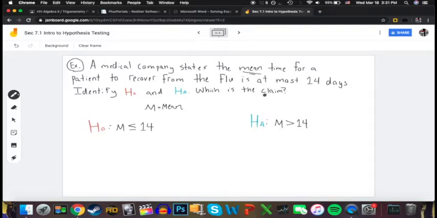And what they mean by the claim is you're just identifying which hypothesis was written first based off of this example. So since they listed at most 14 days, that told you that you had to use the less than or equal to sign for your null hypothesis. And so this is the claim that they have for this particular example. So you just relate which words tell you the first hypothesis, and that in turn is going to be your claim.